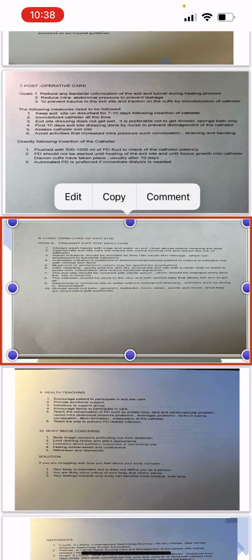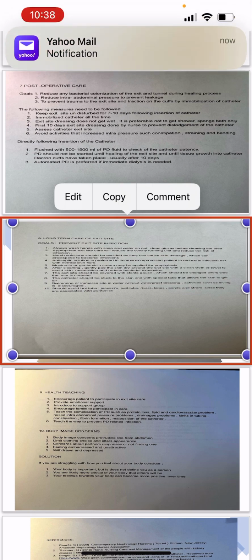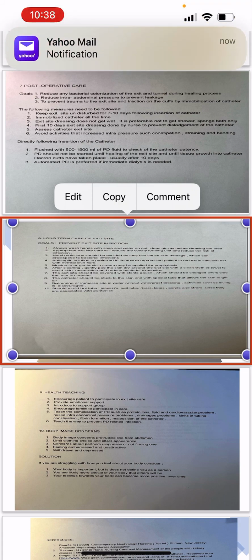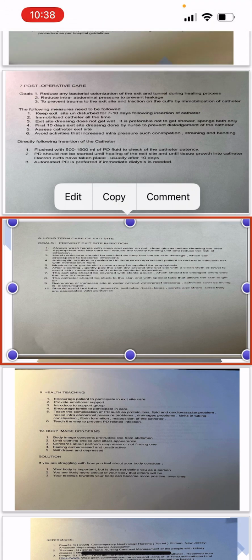We also have to cover with sterile gauze, and change it every time to keep the site clean. And discourage or avoid swimming or immersing in water, like tubs, jacuzzis, lakes, rivers, ponds and streams, since they are associated with peritonitis.